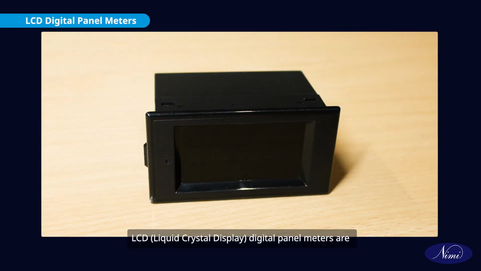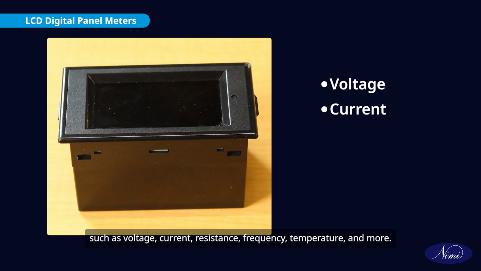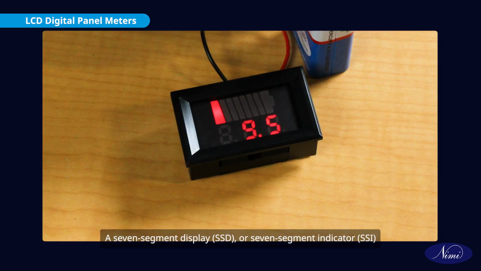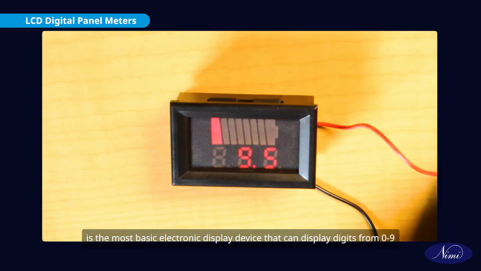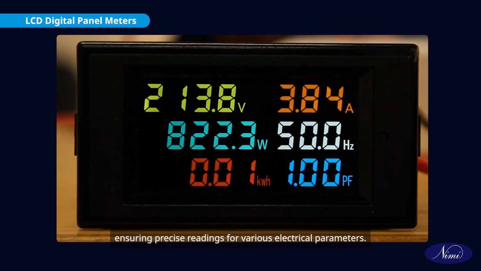LCD, liquid crystal display digital panel meters are devices used for measuring and displaying various electrical parameters such as voltage, current, resistance, frequency, temperature and more. A 7-segment display SSD or 7-segment indicator SSI is the most basic electronic display device that can display digits from 0 to 9. LCD meters typically offer high measurement accuracy, ensuring precise readings for various electrical parameters.